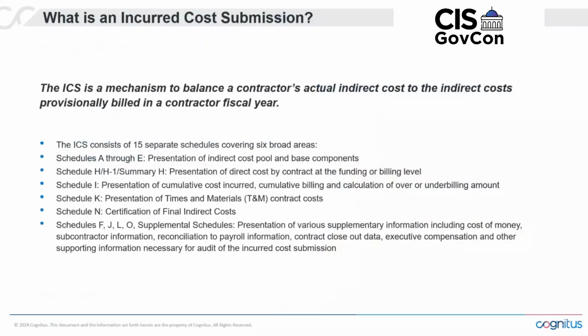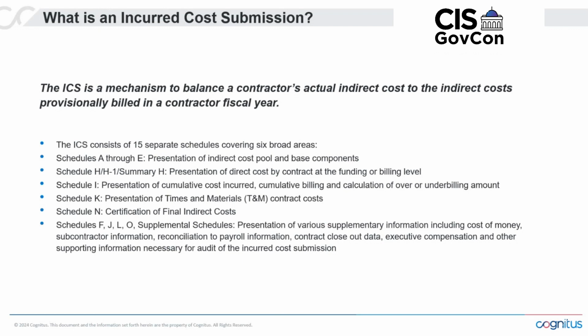So what is an incurred cost submission? Well, if you're watching this video, you probably already are pretty aware of what exactly an incurred cost submission is. It's a mechanism to balance a contractor's actual indirect cost to the indirect cost provisionally billed in a contractor's fiscal year. It consists of 15 separate schedules, schedules A through O. Some of those schedules can have multiple schedules depending on the disclosure statement of the customer.